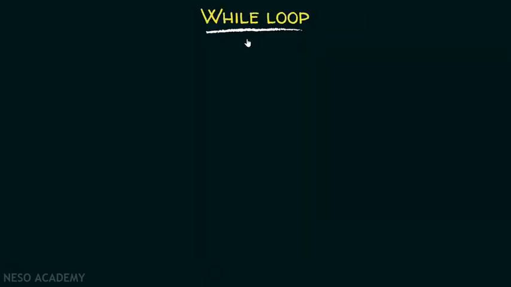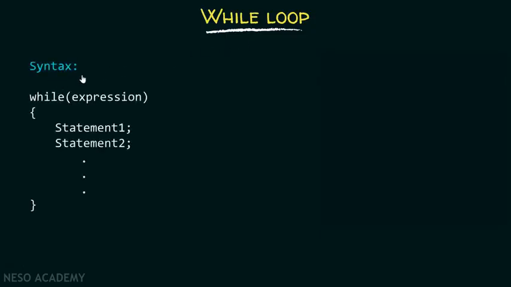Now let's try to understand what a while loop is, what the syntax of a while loop is, and how it actually works. Here is the syntax of the while loop: while, an expression, and the set of statements written immediately after the while. If the expression results in a true value, then the statements will get evaluated, and after that it will again check the condition, and if the expression still returns true, then again these statements will get executed. It will continue to get executed until the expression returns false.